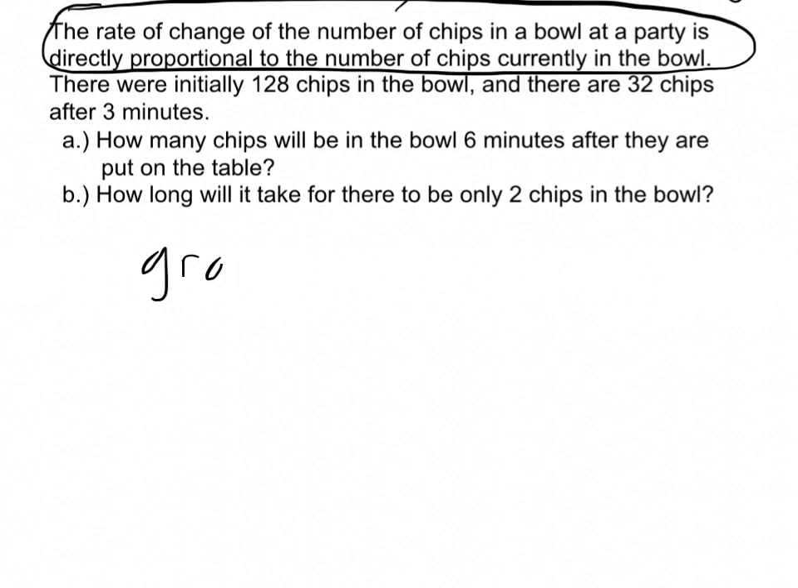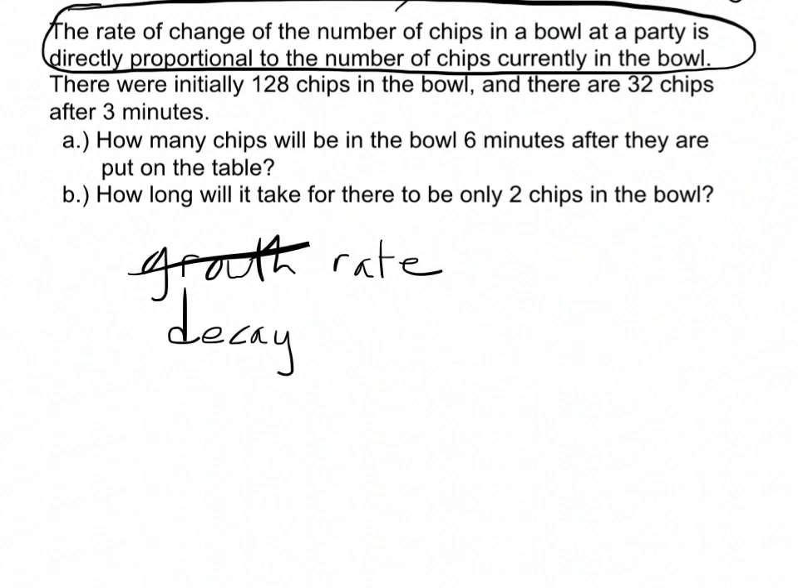So what is the growth rate? And actually, these are chips in a bowl. They're not growing. This is actually the decay rate. And that's not because they're old and getting moldy. It's because people are eating them and the number of chips in the bowl is decaying, right? So what's the decay rate? Well, it's the final 32 divided by the initial of 128. That simplifies down to 1/4.